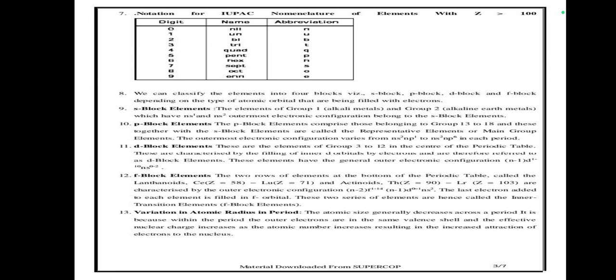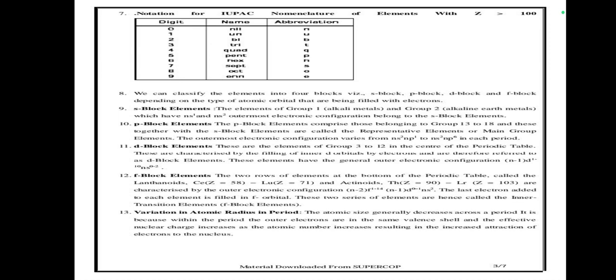We can easily divide the elements into four blocks by Z: s block, p block, d block, f block, depending on the type of atomic orbitals that are being filled with electrons. S block elements. The elements of group 1 alkali metals and group 2 alkaline earth metals, which have ns1 and ns2 outermost electronic configuration, belong to the s block elements. P block elements.